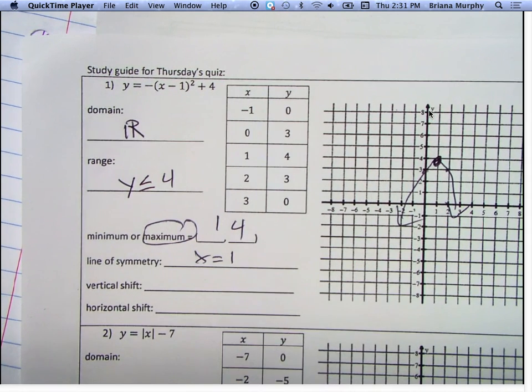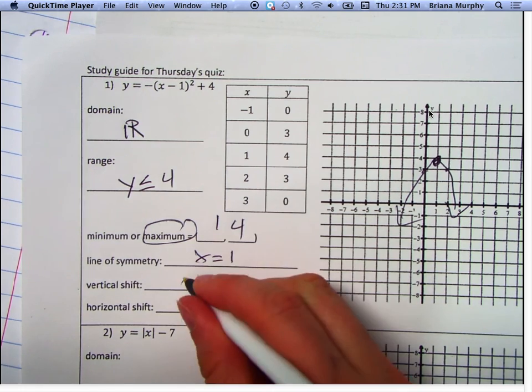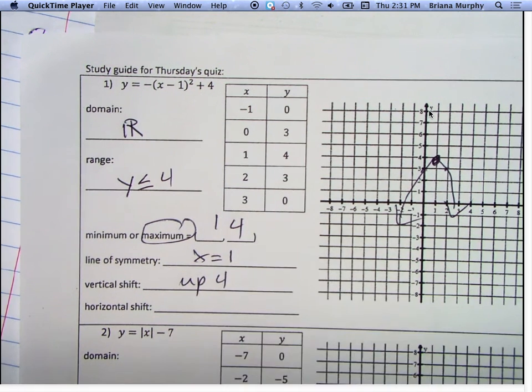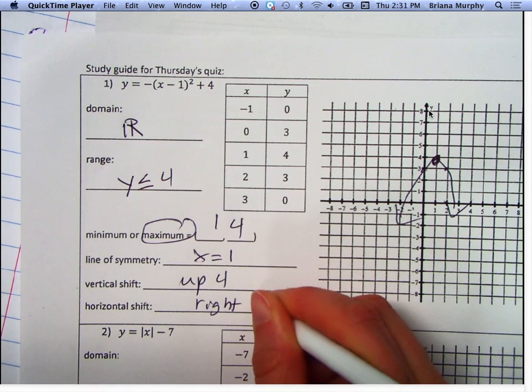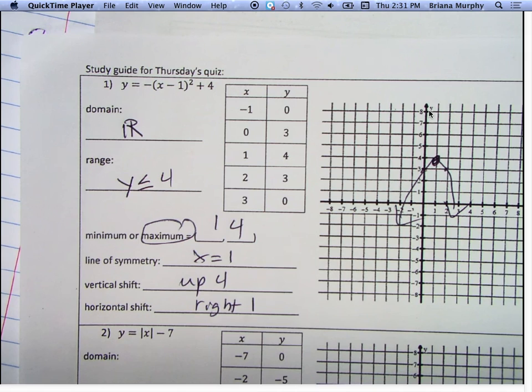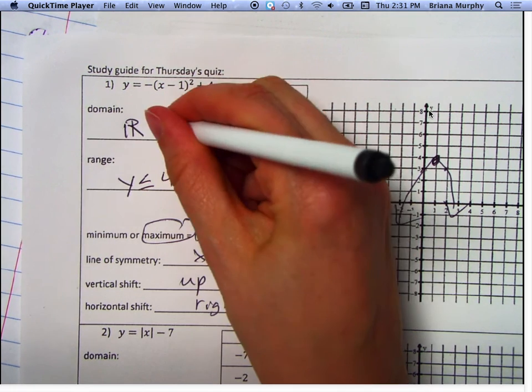Did I vertically shift it? Yes. And right. Horizontal, right one. What's that sign? Yeah, it means all real numbers.